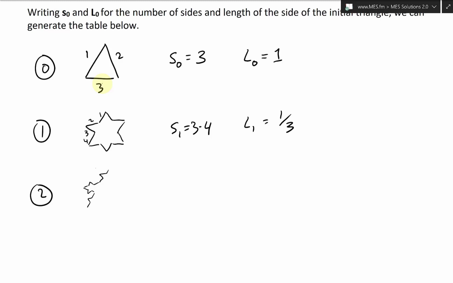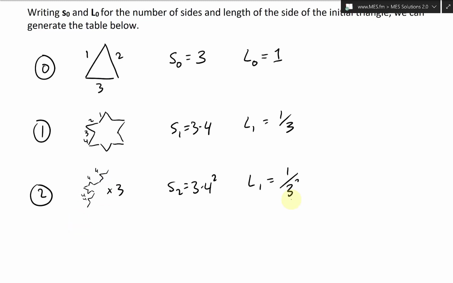Now let's erase this arrow. So notice here, this becomes 4. This right here is a 4. Each time there's a point, there's 4 sides, and there's another 4 right here. So there's 4 of those, and then you just multiply it by 3 on each side. So you can do that same thing on here and here. So in other words, we get S2 is equal to 3 times 4 times 4. That's just 4 squared. And then L2 is equal to 1 over 9, or 1 over 3 squared.